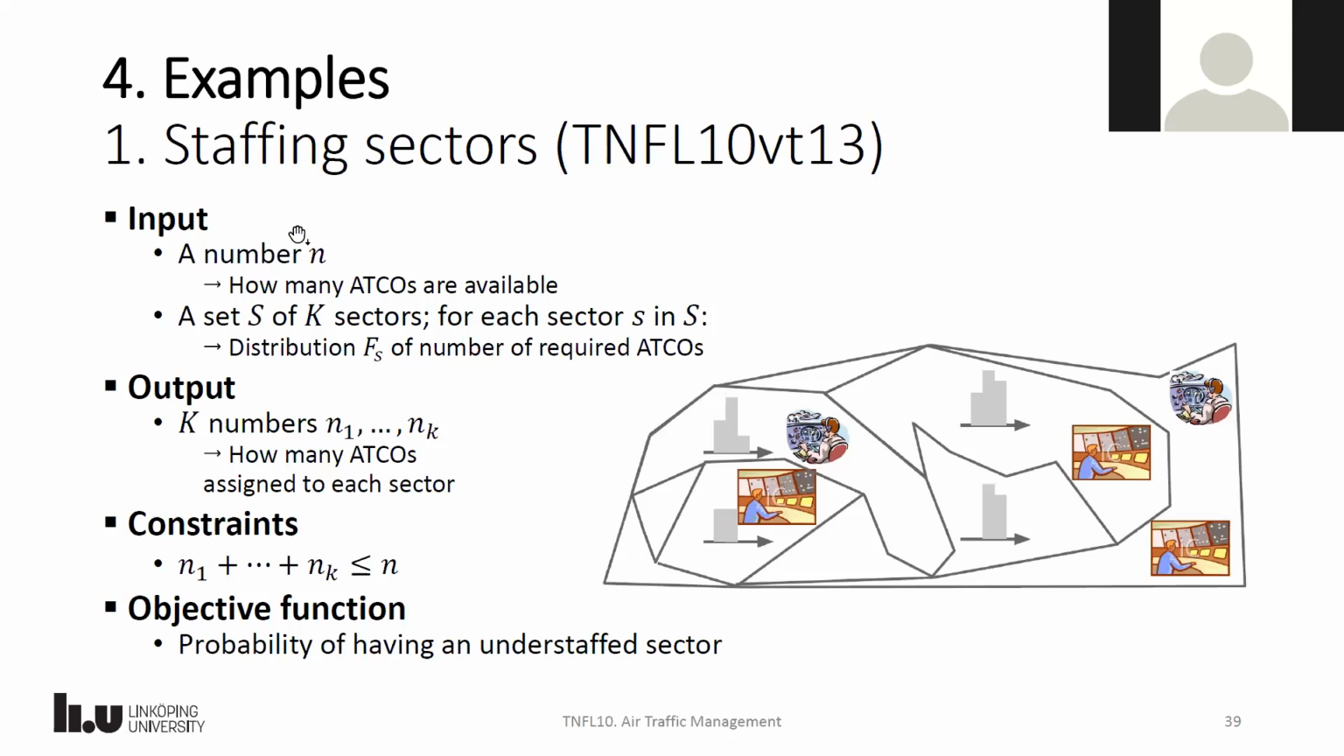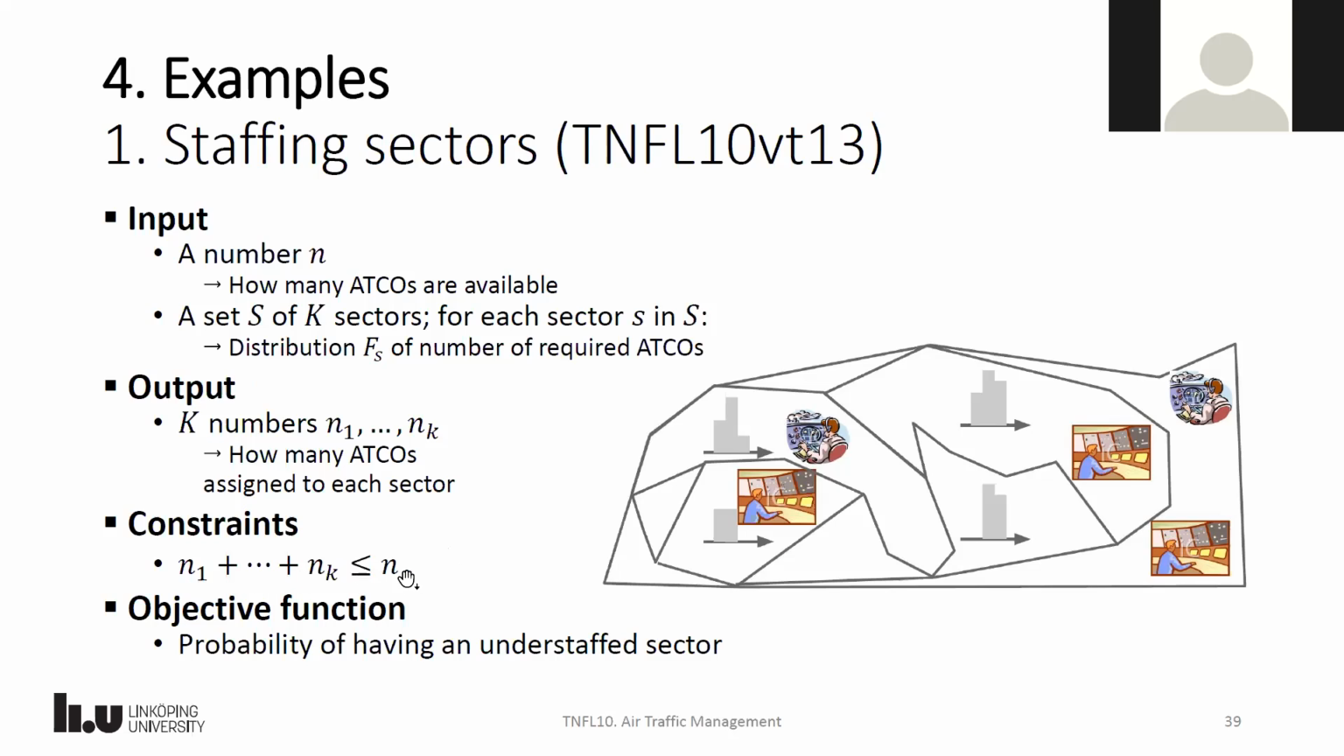Again, the input is the number of available air traffic controllers and a given set of sectors, and for each sector a distribution. The output that they are looking for is k numbers, n1 to nk, that represent how many air traffic controllers are assigned to each sector. So we have k sectors, and for each one of the sectors, they need a number representing the air traffic controllers that are going to be assigned to that sector. So these are their outputs.